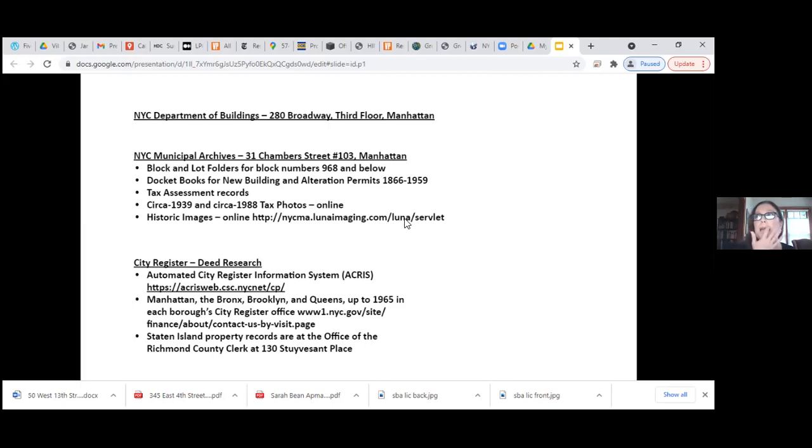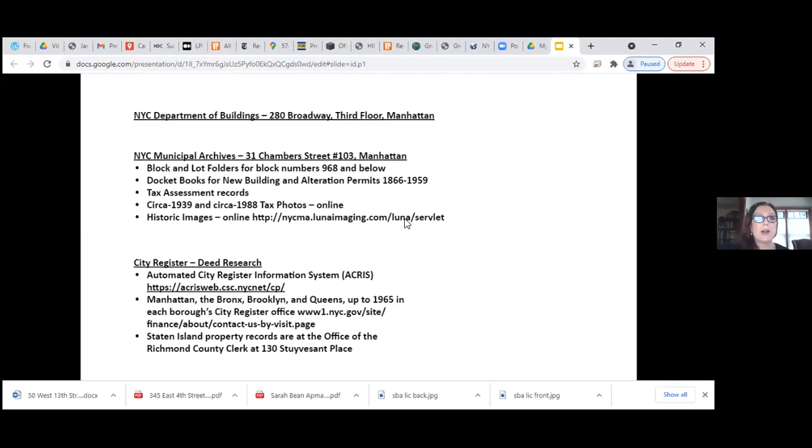Note that the block and lot numbers often have changed over time, and historic tax assessments were often organized by ward. So it's crucial to consult historic maps to determine the correct ward number and historic block and lot numbers in order to determine this period of construction. And I'll get into where you can access maps that would tell you that information in just a moment.